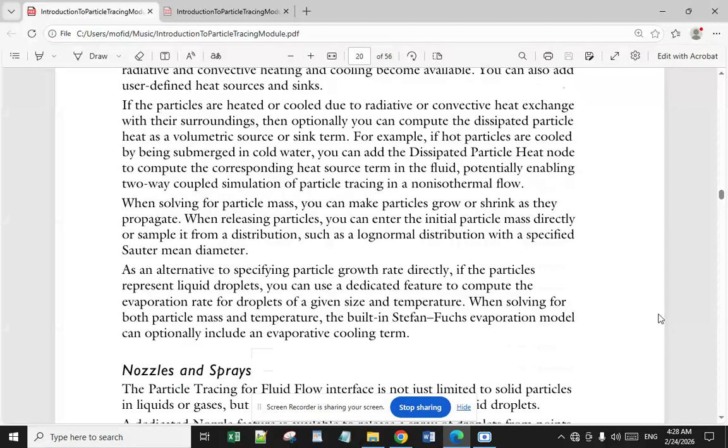As an alternative to specifying particle growth rate directly, if the particles represent liquid droplets, you can use a dedicated feature to compute the evaporation rate for droplets of a given size and temperature. When solving for both particle mass and temperature, the built-in Stefan-Fuchs evaporation model can optionally include an evaporative cooling term.